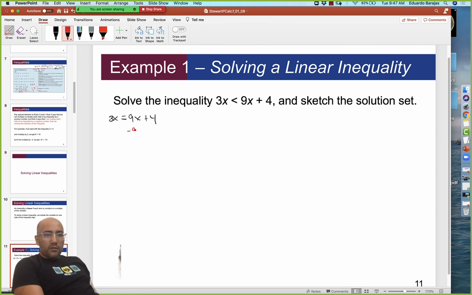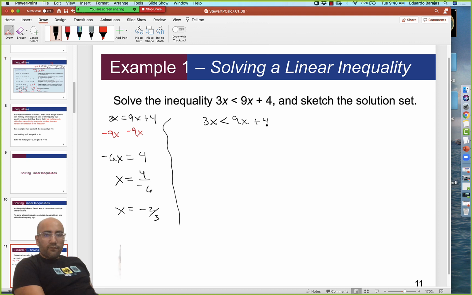Let's move this one this way, minus 9x, minus 9x. That'll give me negative 6x equals 4, and then x equals 4 divided by -6. So x equals negative 2/3. Okay, well, that's what it would be like if it was an equal sign. So now let's compare that to an inequality.